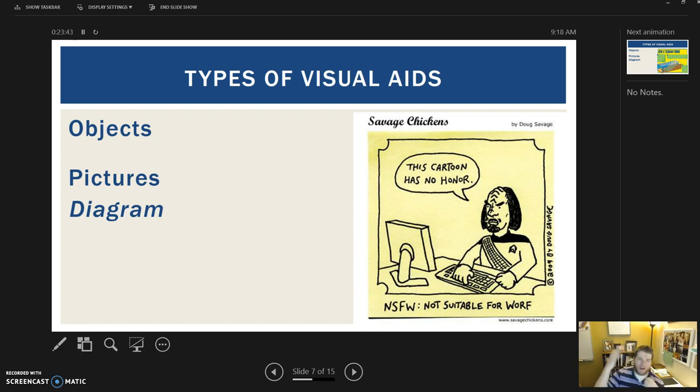Visual aids, people think, I've got to have a visual aid to keep people interested. That's actually not true. You can keep people interested with good delivery and with really good speech craft. Okay, one of the things you can definitely do is use a visual aid to make information way more interesting and way easier for your audience to understand.